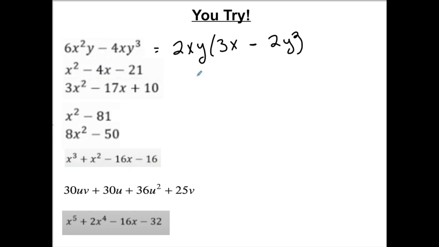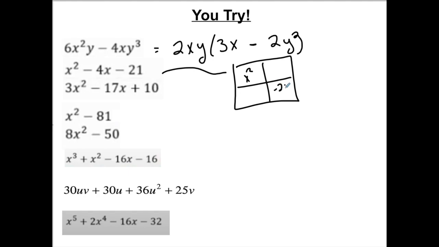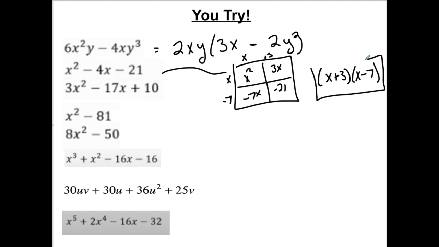All right, second one, no GCF that I can see other than 1. We have x squared minus 4x minus 21. So let's go ahead and box this one out. I get x squared and negative 21, so I get x and x. Let's try negative 7 and positive 3. So I get 3x and negative 7x, and negative 7 plus 3 would be negative 4. So I get x plus 3 times x minus 7. Great.